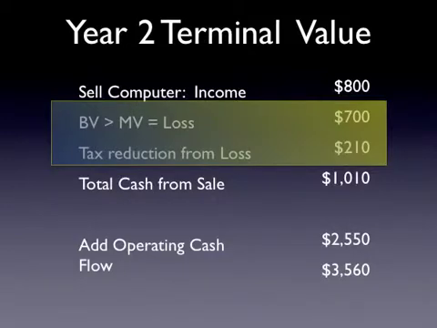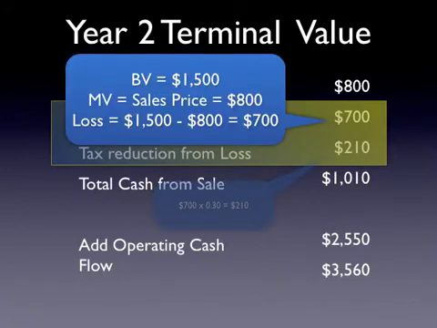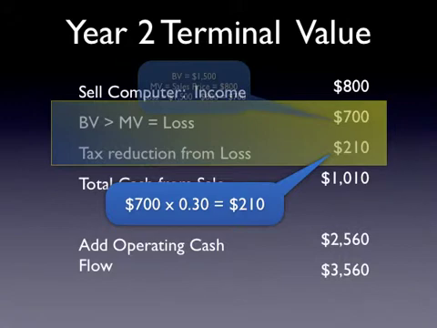So we're going to sell the computer after the second year for $800. The book value at this time is $1,500. So that's a $700 loss. So book value $1,500, sales price $800, loss $700. The tax reduction from that loss is 0.3 times 700, or $210. So loss times tax rate. And same thing, we could have thought of it as we need to depreciate another $700, and that depreciation tax shield would have been $210. We add that to the operating cash flow, which I have wrong here. It should have been $2,550, and that gives us $3,560.